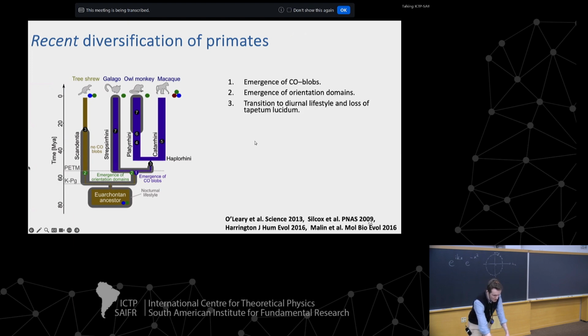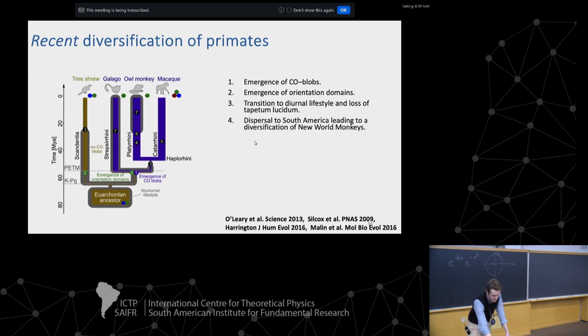Number 3 is a pretty trippy event because some of the primates returned back into a nocturnal lifestyle after transitioning to a diurnal lifestyle. So there was a branch of primates who lived during the day mostly, but then became dark dwelling again a little bit later. That's the owl monkey here.